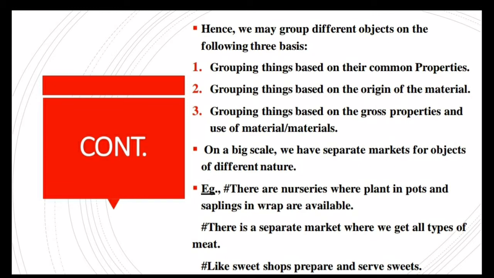On a big scale, we have separate markets for objects of different nature. On a big scale, like malls, we find separate markets for different purposes. For example, there are nurseries where plants in pots and saplings are available. Next, there is a separate market, a meat shop or meat store, where we get all types of meat, and sweet shops. Students, there are different stores, shops and markets which fulfill the purposes of our basic needs.